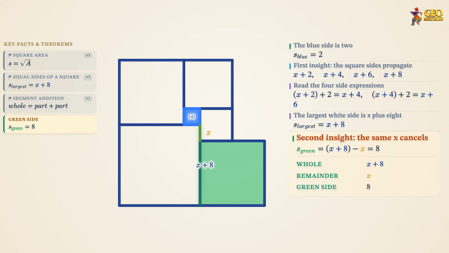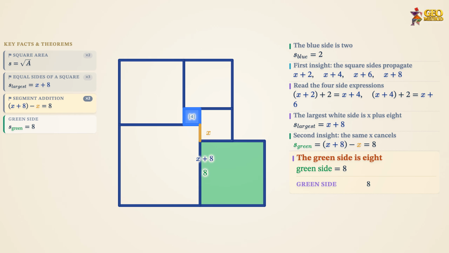Second insight. Now compare the longest white side with the green side. The remainder x cancels from x plus 8, leaving the green side equal to 8. The unknown disappears without being solved. The packing has now done its job. One side of the green square is 8.